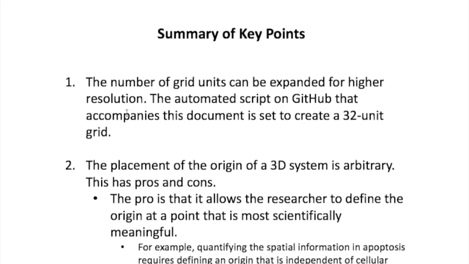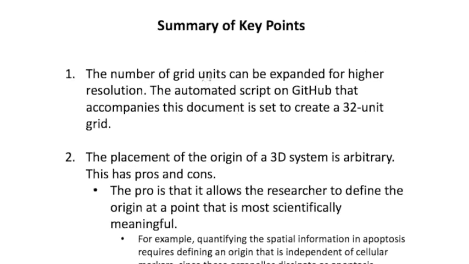So in summary, the takeaway points is that 1, the number of grid units, okay, can be expanded, okay, beyond 8. In the automated script on GitHub, I coded it to use a 32-unit grid system, okay? And in a 32-unit grid system, each unit has a centroid of 3 dimensions, so 32 times 3 is 96 values, okay? So if you do PTM from data from a 32-unit system, then your PTM profiles you're comparing, each profile needs to have 96 values, okay?